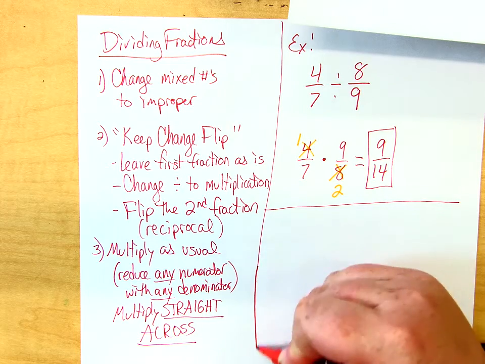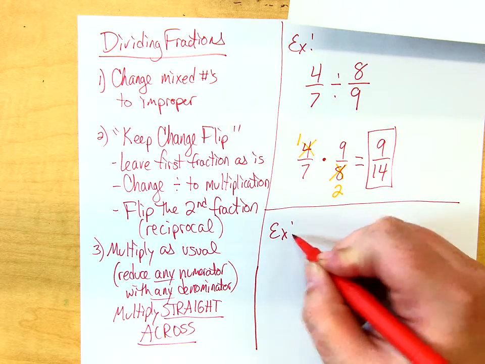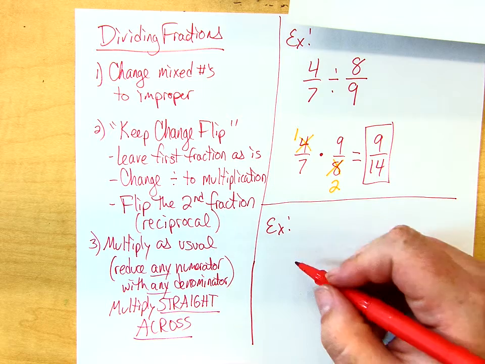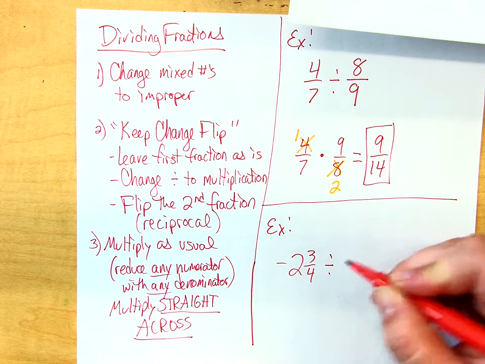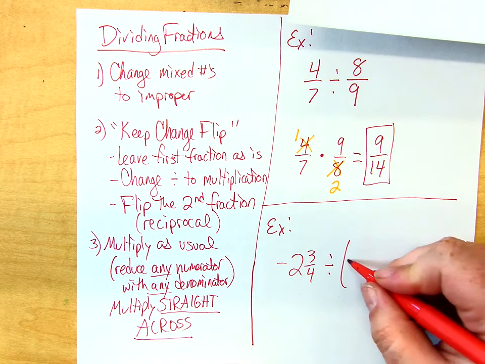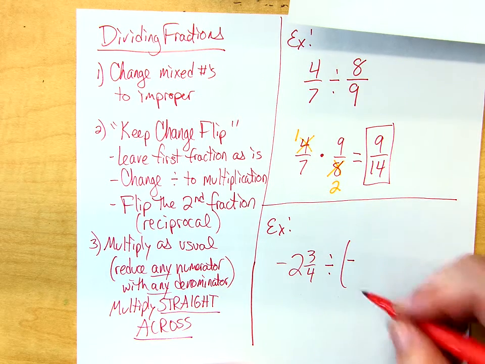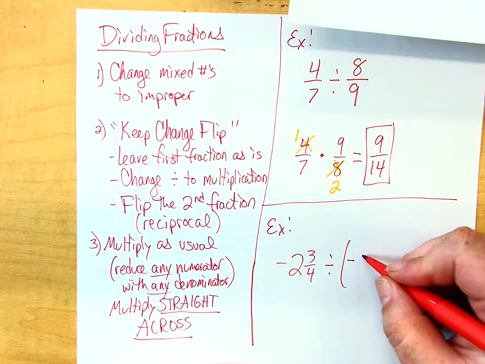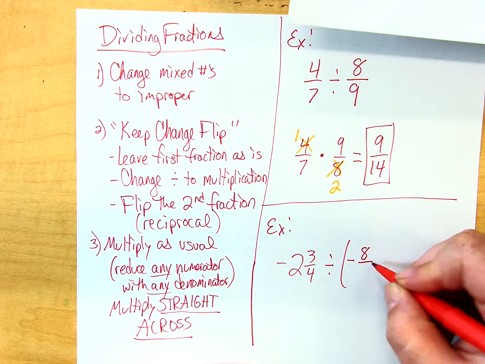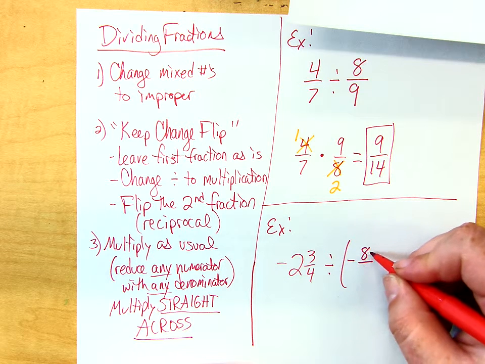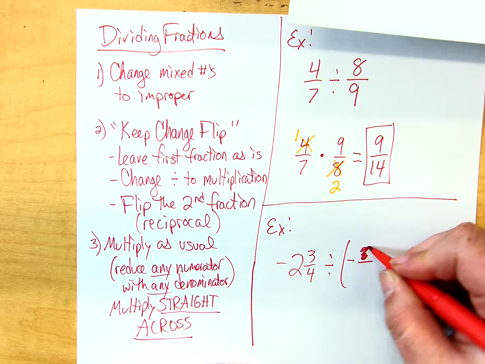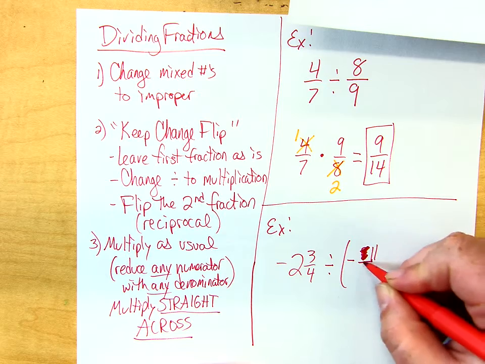I'll make it a little bit more difficult. Let's throw a negative in there. How about negative 2 3/4 divided by negative, I don't know, 8. No, I'm just kidding around. Can I make that? Yeah. Put an 11 right there and an 8 on the bottom.